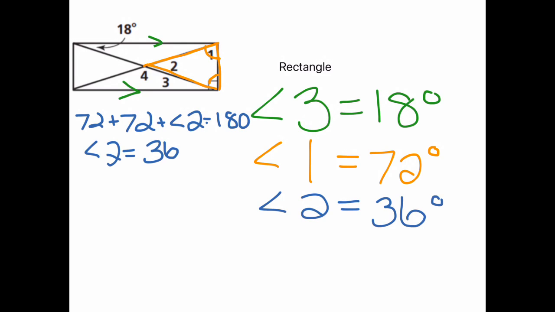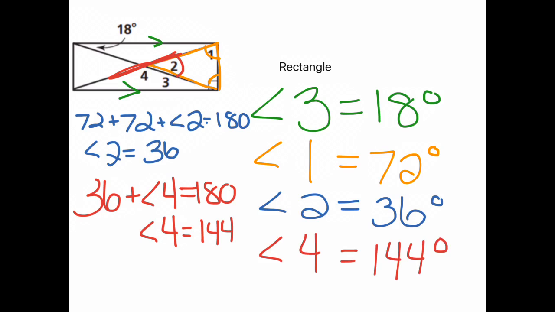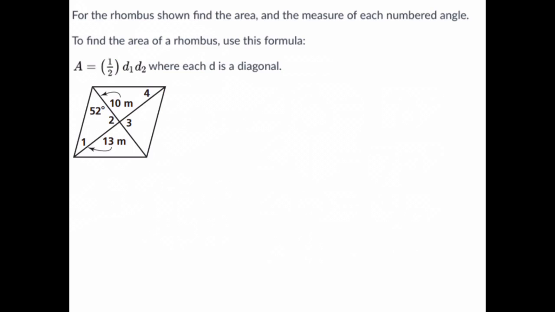The only one that we have left is angle 4, and angle 2 and angle 4 make a straight line. If angle 2 is 36 degrees, and they add up together to make 180 degrees, or a straight line, angle 4 is 144 degrees. And there are all the answers to this problem.